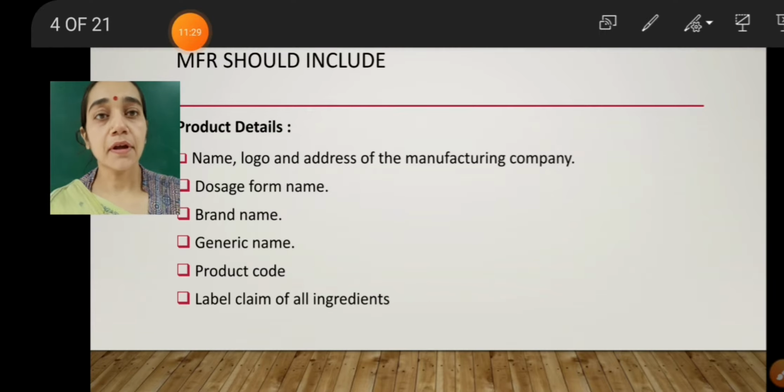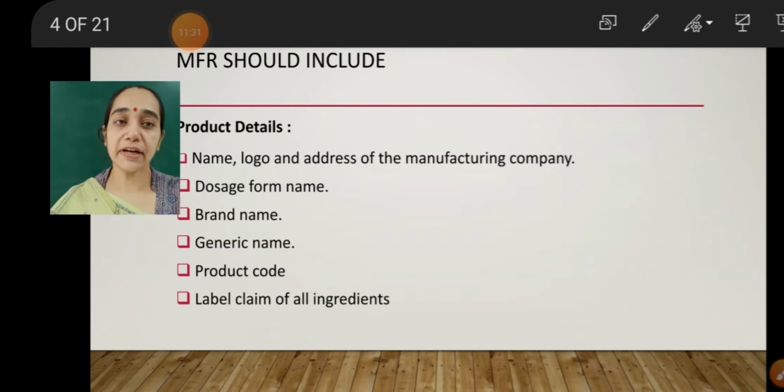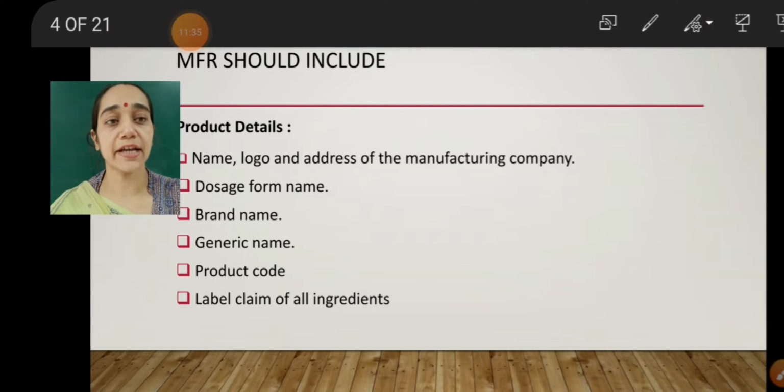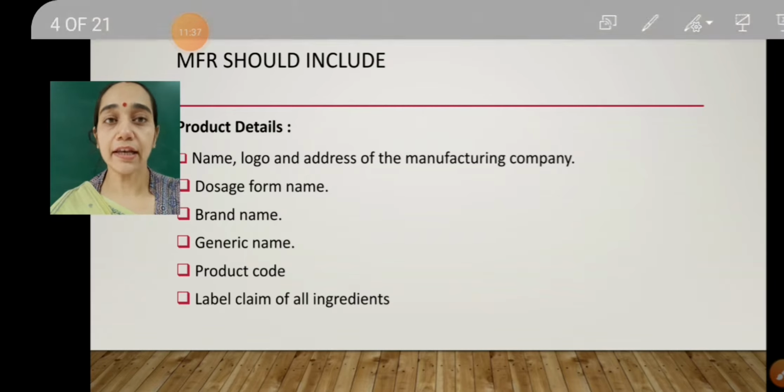Now we will discuss the label claim of the ingredients. It will contain the different ingredients and accordingly it will be labeled.